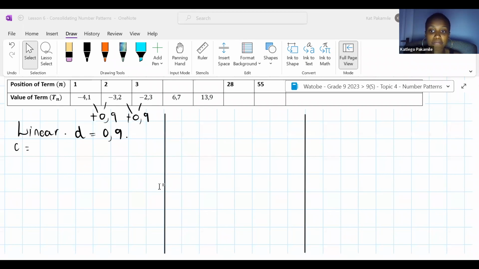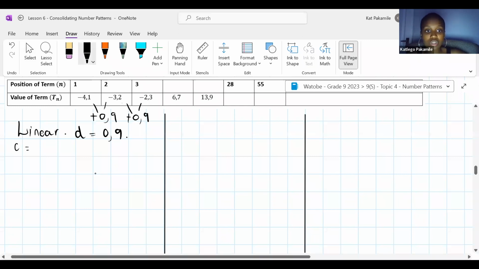Why do we have to add 0.9? We are adding 0.9. How else do you get from -4.1 to -3.2? We have to add 0.9. That's how you check.